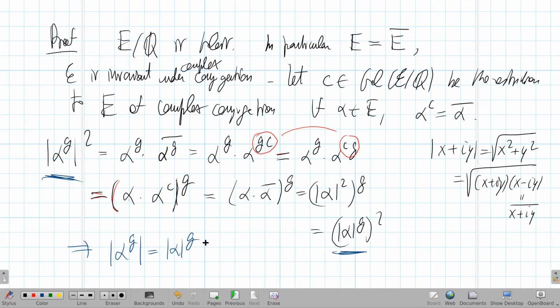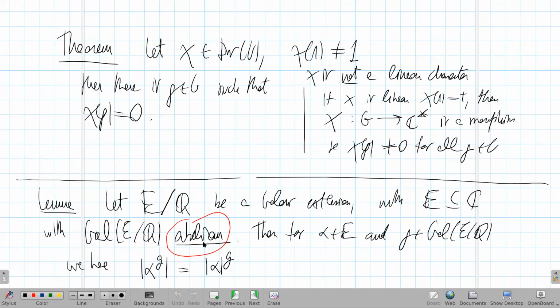I'll start next lecture on Monday by proving that the assumption you have used here, that the Galois group is abelian, is essential. There will be a simple example of a Galois extension containing C where the group is non-abelian, and then this equality does not hold. But this equality will be important in proving this result about vanishing of values of characters.